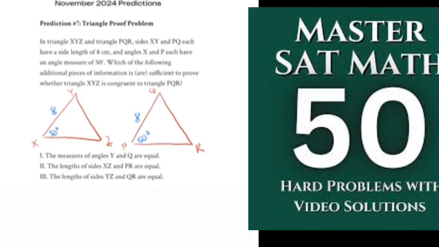So they gave us a couple things. They said XY is 8 and so is PQ. I filled those in. They said angle X is 50 and angle P is 50 degrees. And they said, what is sufficient to prove triangle XYZ is congruent to triangle PQR? Here's the thing I need you guys to watch out for. There's a naughty word that you cannot prove congruency with. And I don't want to get in trouble on YouTube or offend anybody, so I'll just do it backwards.